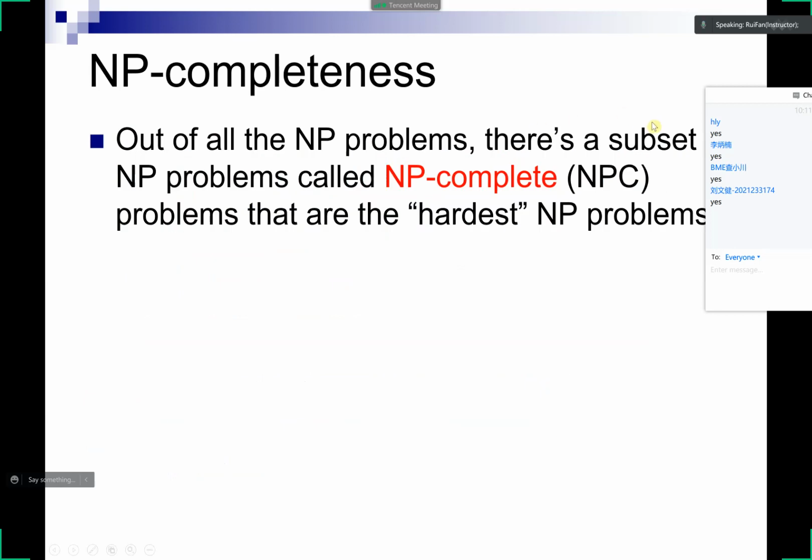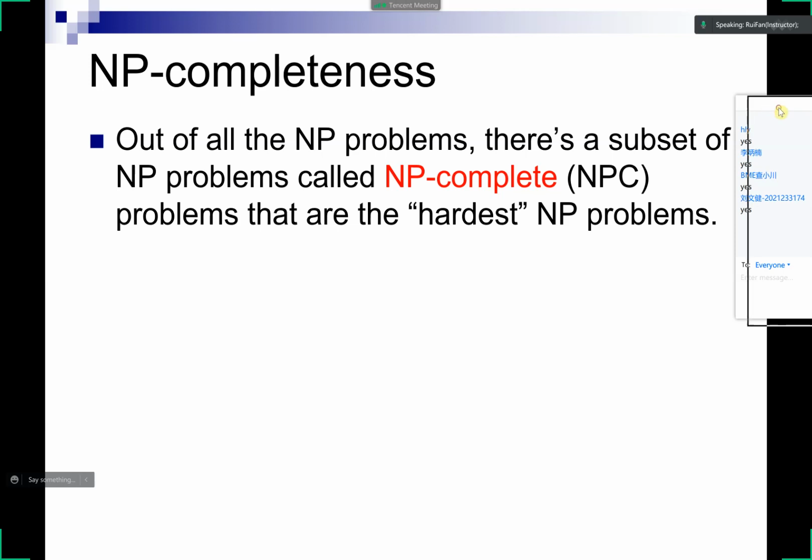But nevertheless, people have developed this machinery over the last about 50 years or so, which is designed to try to answer this question. And this machinery is called NP Completeness. So today we're going to focus on NP Completeness.